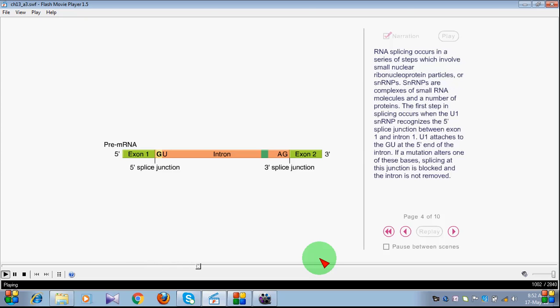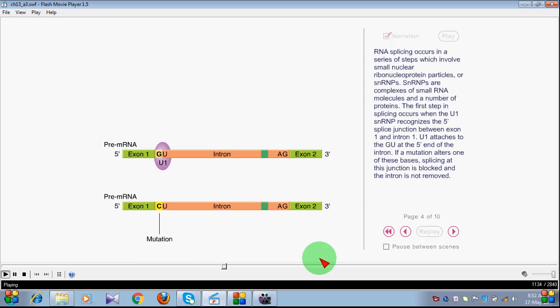The first step in splicing occurs when the U1 SNRP recognizes the 5' splice junction between exon 1 and intron 1. U1 attaches to the GU at the 5' end of the intron. If a mutation alters one of these bases, splicing at this junction is blocked and the intron is not removed.